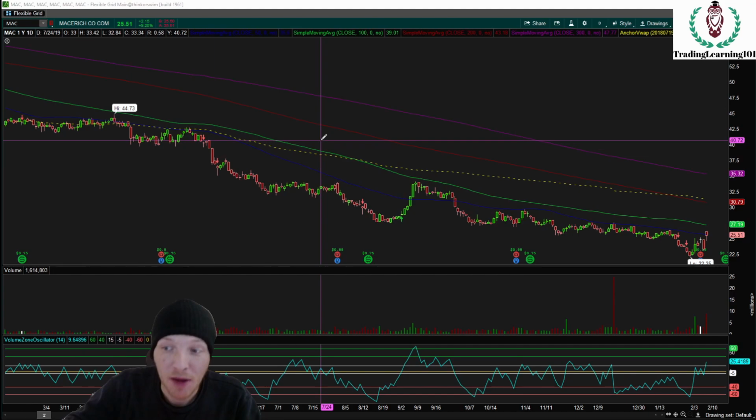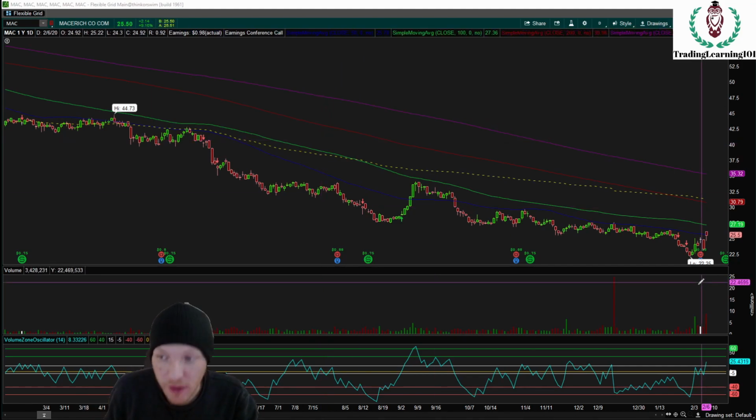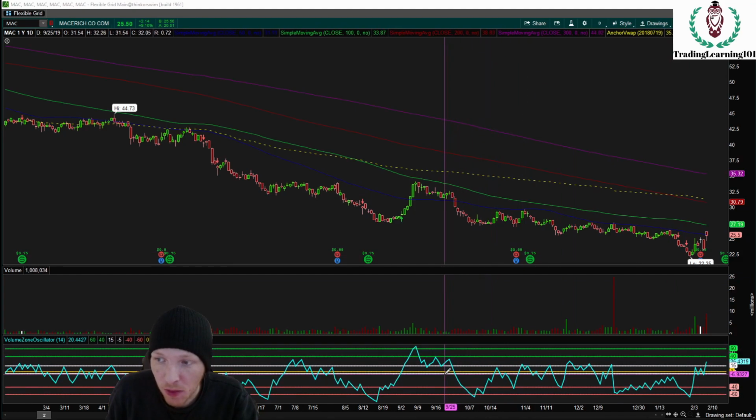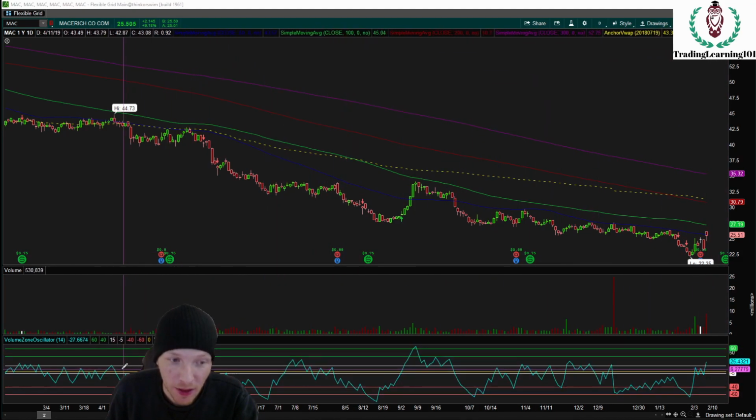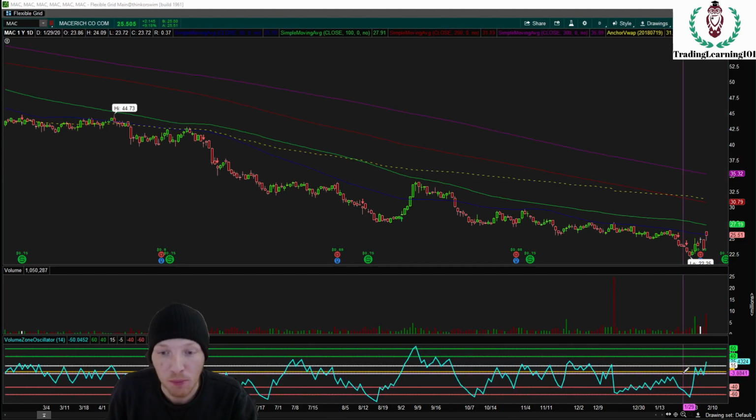So I have it plotted right here on the ThinkorSwim chart here. We're looking at a daily chart of MAC, and this is the volume oscillator right here. This white line in the middle is our 0 line. And then just below that, we have a white line that's the -5 line. So pretty much interpret that as just the zero line. That's how I interpret it.